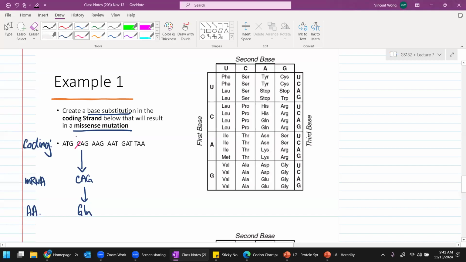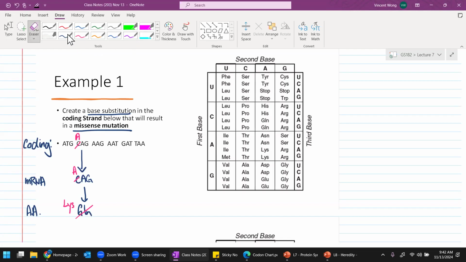So pick your favorite letter. Cross out the C, change it to whatever you want. I'm going to change it to A. If you change it to A, this is going to be A as well. And it's no longer GLN. It is going to be, what is it going to be? LYS, right? That's a missense mutation. That's not the only way to do it.